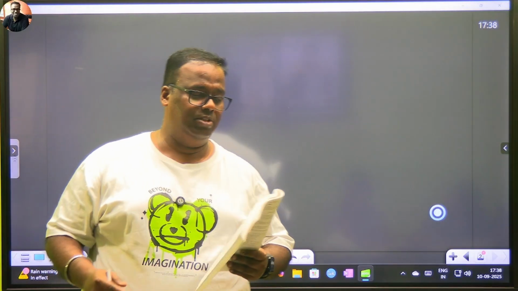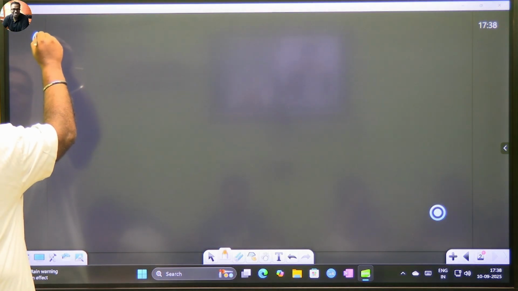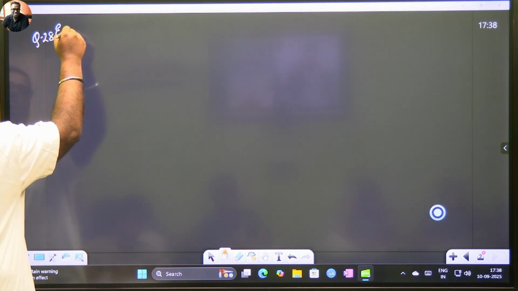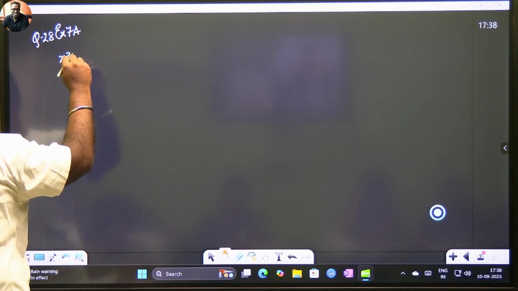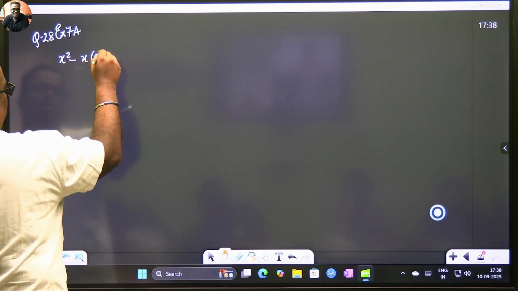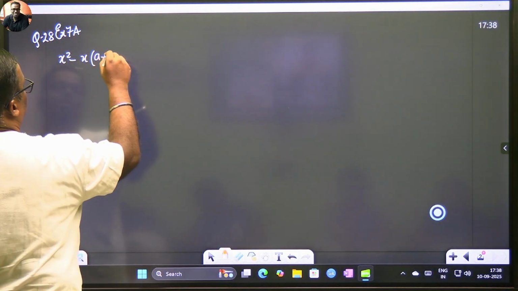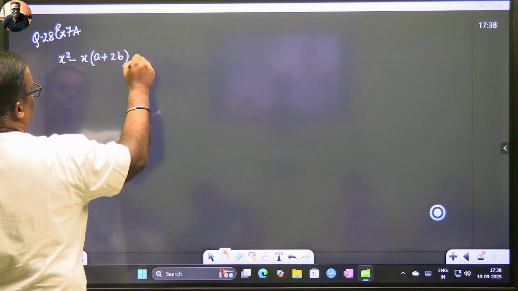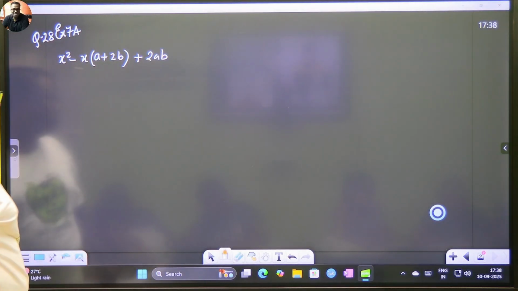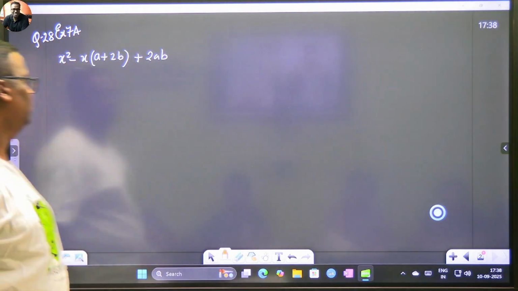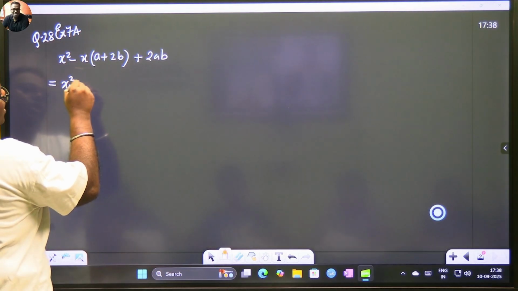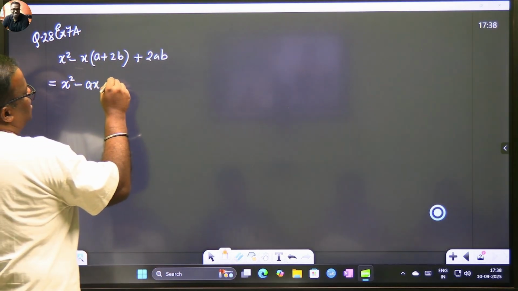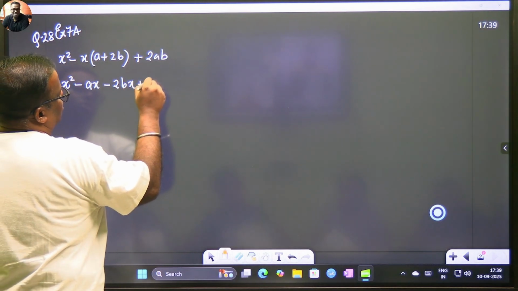Because since you're done till 7C, now I'm on 7A, last problem, right? So let's take 7A, last problem. Question number 28. This is exercise 7A. So this is x square minus xa plus 2b plus 2ab. This is what we have as our problem. So again, rearranging the terms, open this up: x square minus ax minus 2bx plus 2ab.